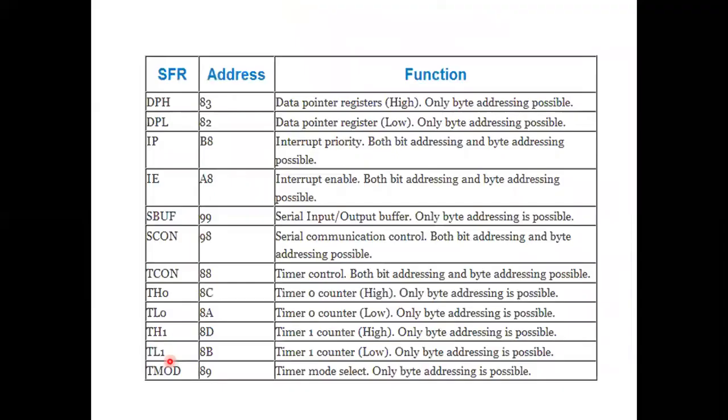Now the special function registers: data pointer high, data pointer low, each represented by an address. As already told, each register is represented by an 8-bit address. For the data pointer register, only addressing by address is possible. Same for interrupt enable, interrupt priority, serial input output buffer, SCON, that is serial communication control, and timing control. Timer 0 higher byte, timer 0 lower byte, timer 1 higher byte, timer 1 lower byte, timer mode set. These are the controlling registers used in the microcontroller.